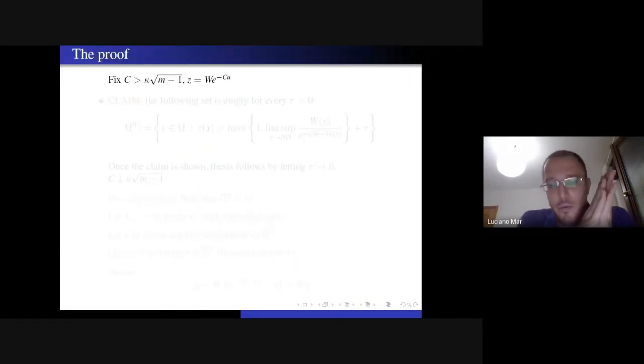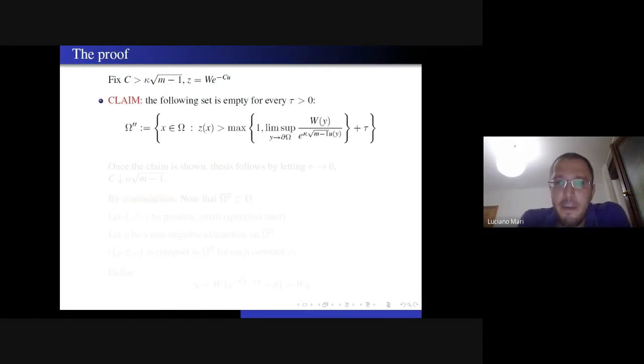So the point is that to me and to us, Korevaar's method is quite mysterious. It's really something magical, and we first of all tried to clarify why it works. I will present a simplification of this method to underline the role of each constant appearing. So we start with a constant which is bigger than the threshold that we want to achieve, and define z equal to w e to the minus cu. We want to prove that z is bounded from above.